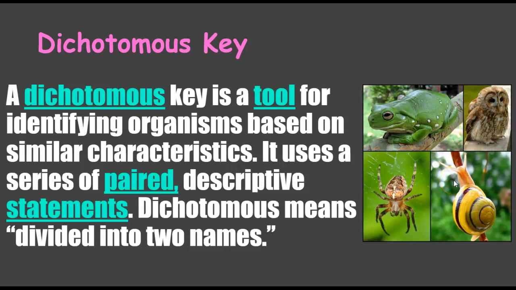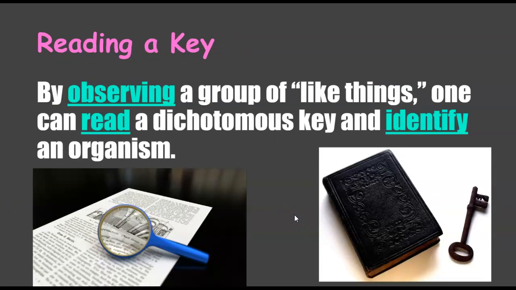And then you could say, this organism has appendages. This organism does not. The frog does. The snail does not. You could even say, wears a shell. Does not wear a shell. Stuff like that. All right. So reading a key, the steps to doing this, reading it. By observing, by looking at the group of pictures that we saw of like things, those are all animals, one can read a dichotomous key and identify those creatures based on those statements.